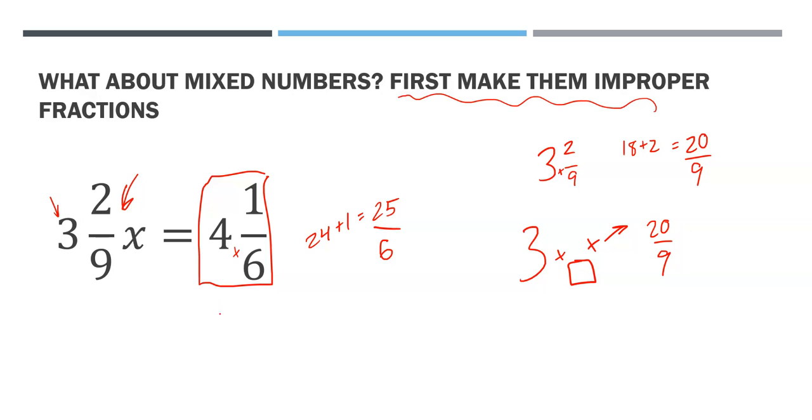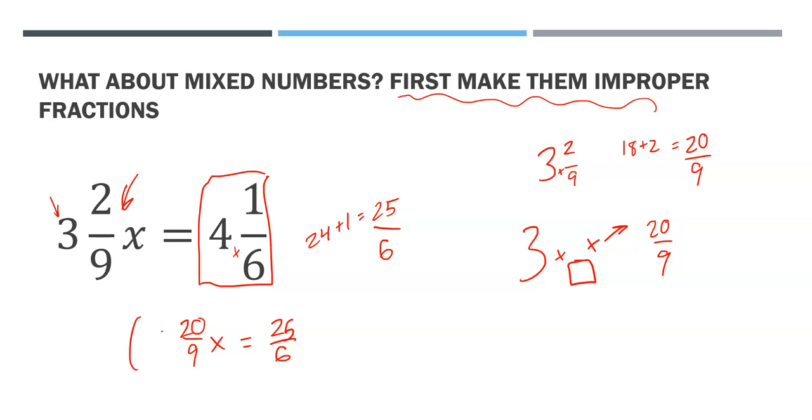So let's rewrite this problem with an improper fraction. 3 and 2/9 was 20/9. 20/9 x equals 25/6. And our goal now is going to be to solve. Go ahead and finish solving this problem using the strategy we learned in the previous slides.